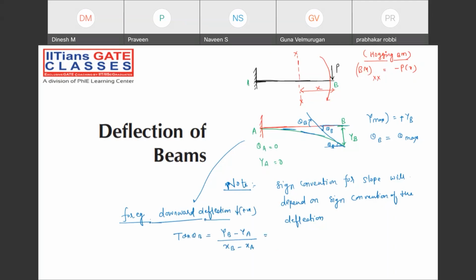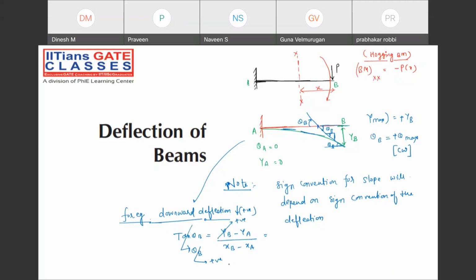The slope value we can calculate as YB minus YA. We can take this small angle theta B. When theta B is very, very small, tan theta B will be equal to theta B only. When it is positive, this is also going to be positive. That means clockwise rotation will be positive. Suppose you are taking YB, downward deflection, to be negative. In that case, clockwise rotation will be negative.